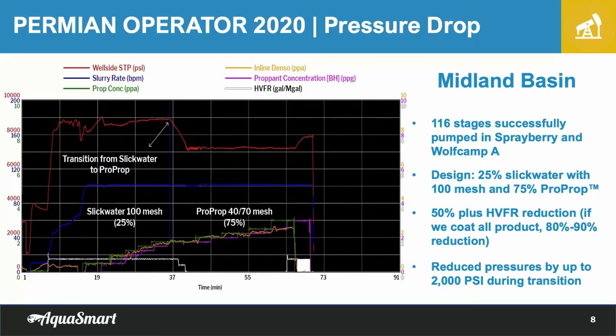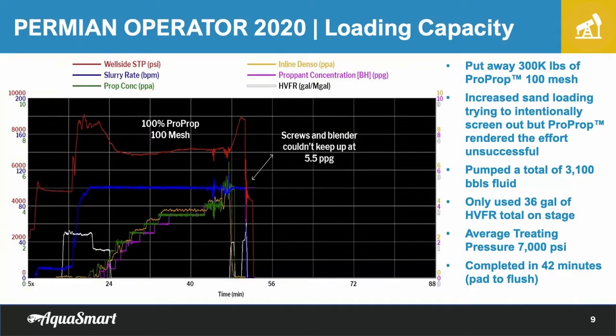This last data slide was another stage from a trial in the fourth quarter of last year where the operator intentionally pushed the product to its limits as it relates to proppant loading and tried to screen out. We actually surpassed the capacity of the screws of the blender from a prop density perspective at 5.5 pounds per gallon. This allowed us to complete the stage in 42 minutes because we put the dirt away so quickly. In fact, in over 2,000 stages, we've yet to screen out with ProProp in the slurry.